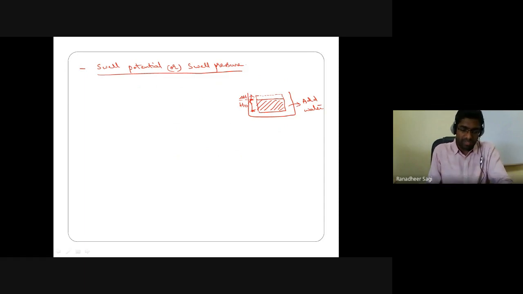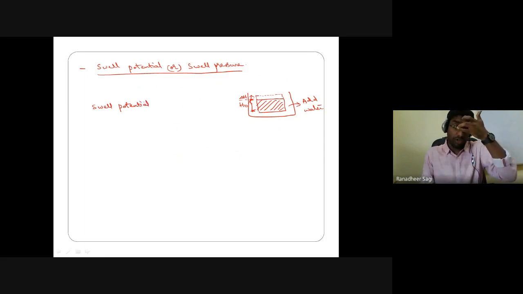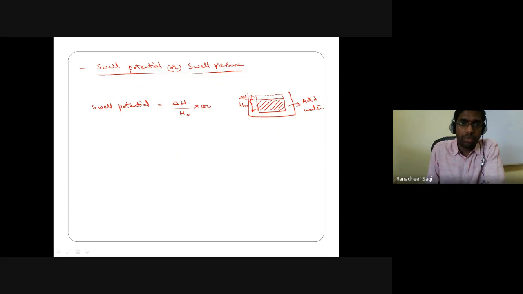Now, what are we trying to find out? We are trying to find out the swell potential value of that soil. How much swelling takes place in that soil is what we are trying to find out. So this parameter, swell potential, is defined as the ratio of the change in height of the soil sample to the initial height of the soil sample, into 100.